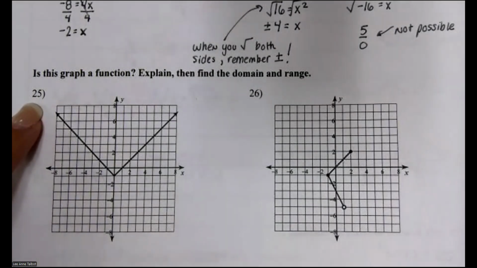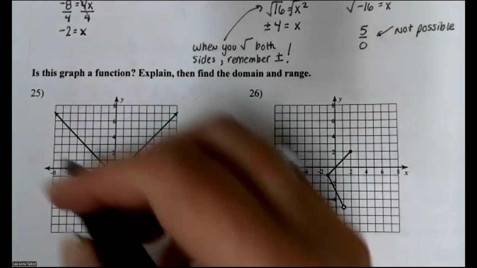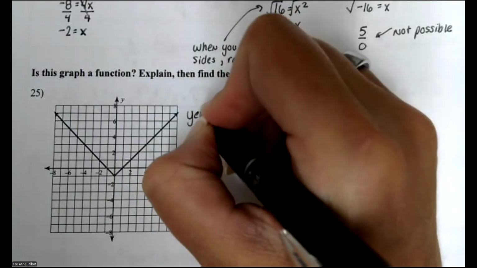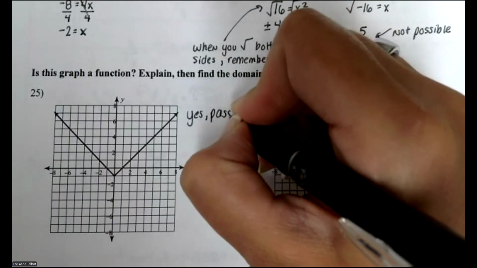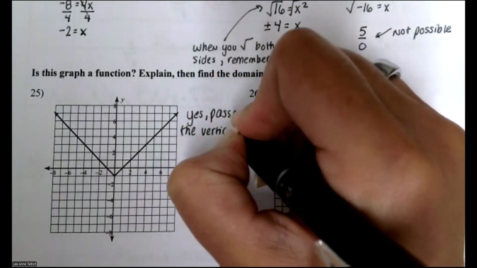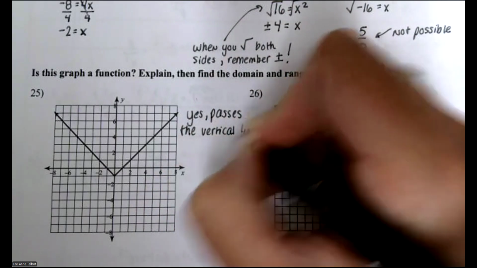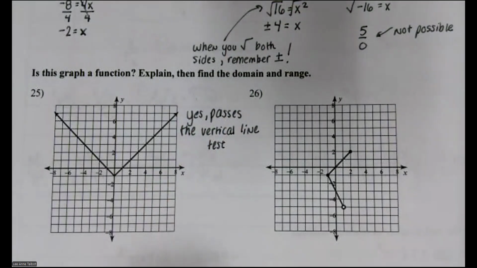Okay, last two. Is it a function? Domain and range. Okay, is this one a function? Yes. Why? It passes the vertical line test. I'm not going to show the vertical line test because it's just going to mess up my picture.